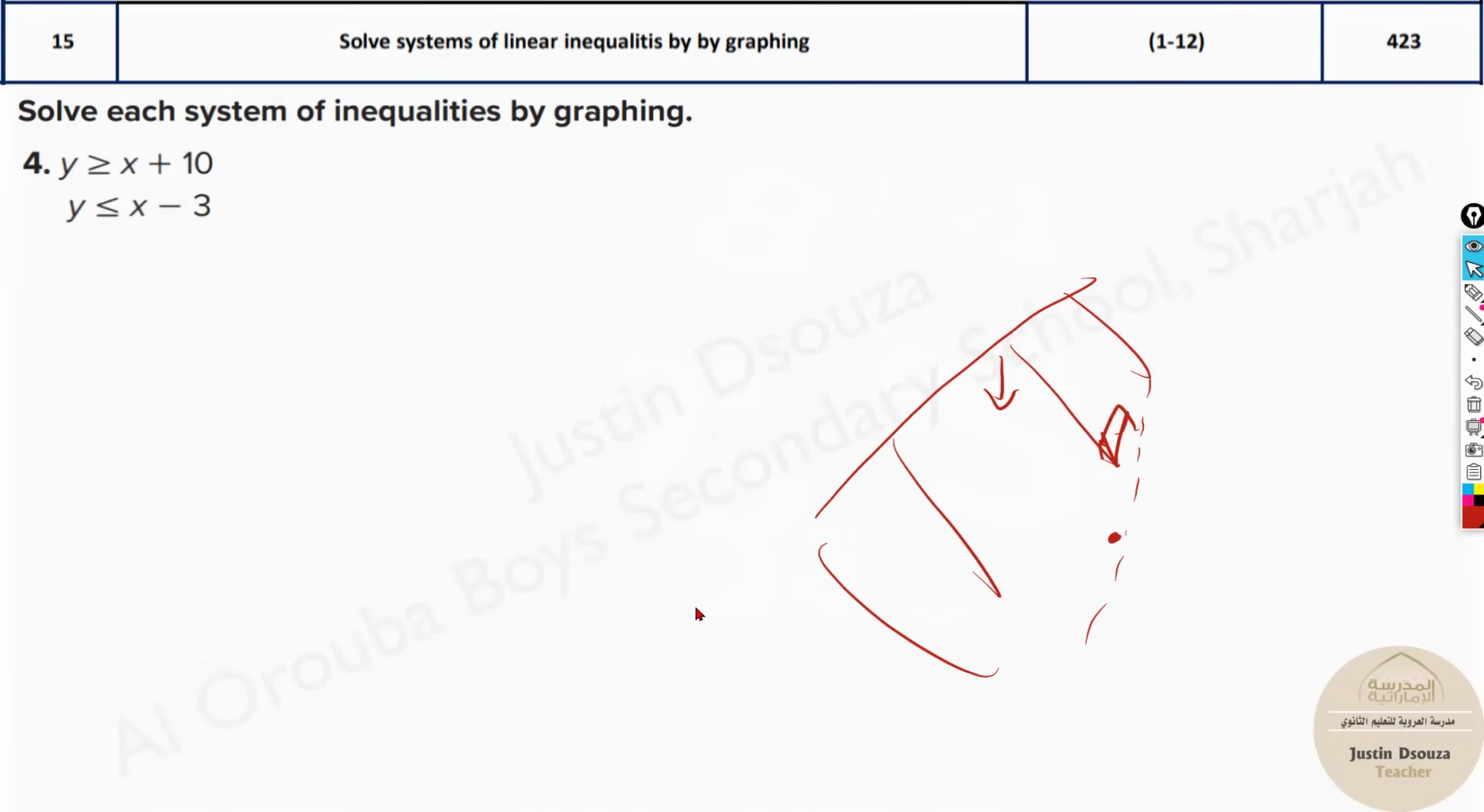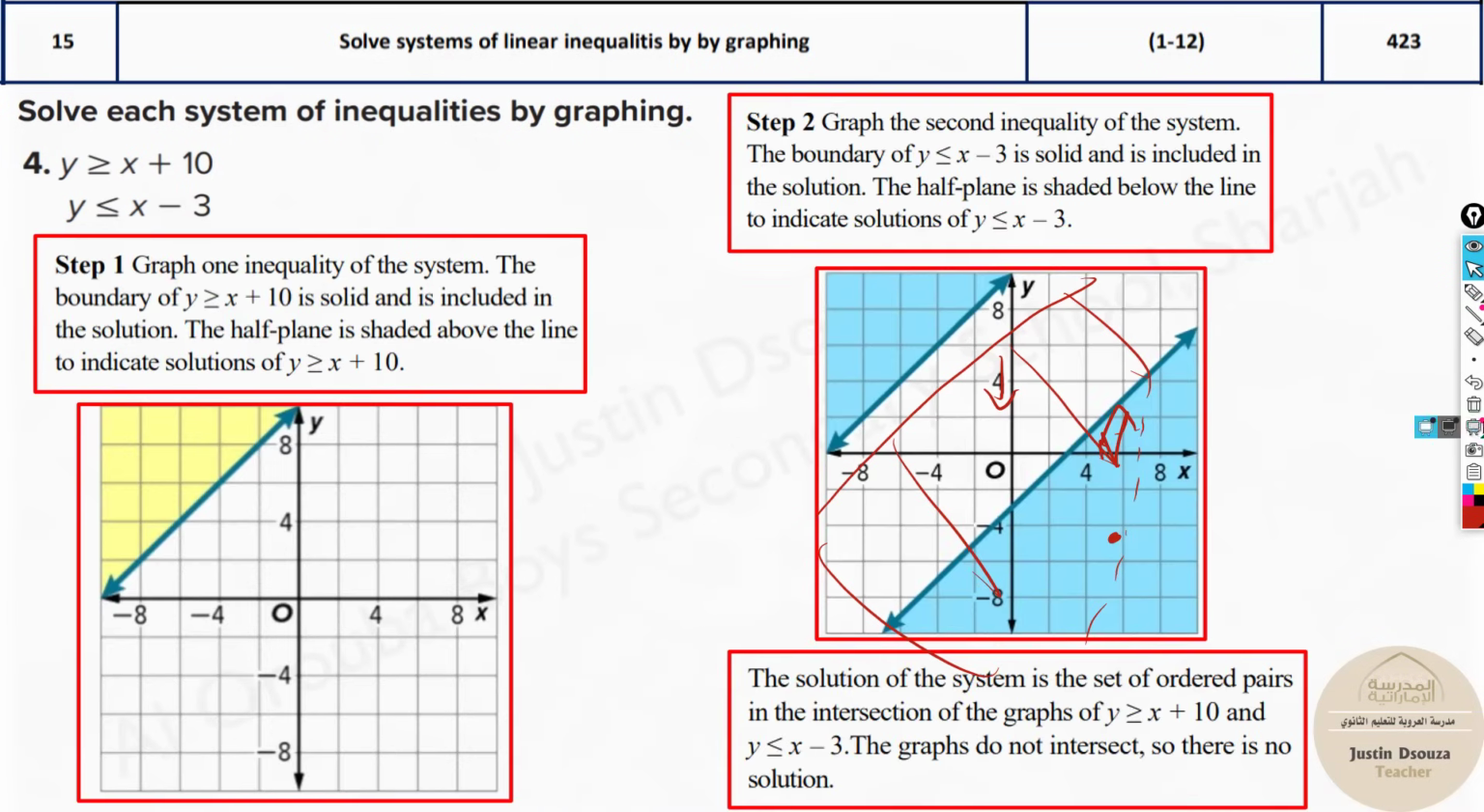This is how we can easily graph the others as well. Please try the other ones. Now I will look at this one. Y is greater than or equal to x plus 10. Plus 10, this is over here. Greater than, above. And y is less than or equal to x minus 3. Less than this one, minus 3, down. So this is the solution for the second equation, and this is for the first equation.